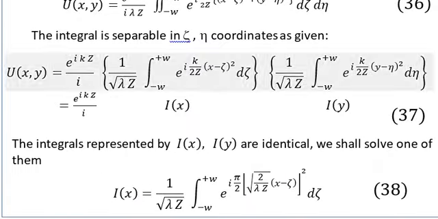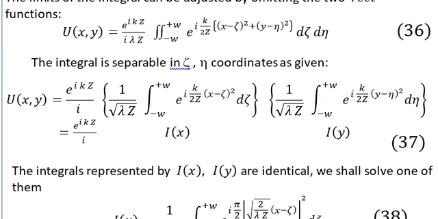The integral is separable in zeta eta coordinates. The integral depends on the two variables through x minus zeta squared plus y minus eta squared, so the two integrals can be separated, as given in equation 37. We have the constant phase factor, and then we have I of x in the second row of equation 37 and I of y.